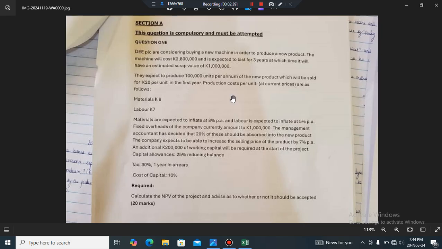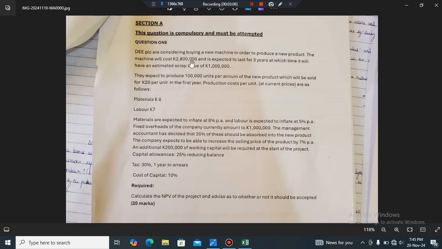So now let's go through the question. The question goes like this: DPOC are considering buying a new machine in order to produce a new product. The machine costs 2,800,000 kwacha and is expected to last for 3 years, at which time it will have an estimated scrap value of 1 million. So this cost is incurred in year 0. Year 0 simply means now.